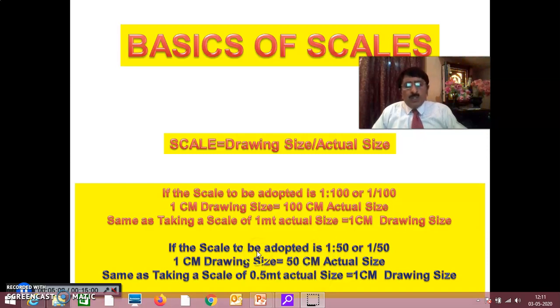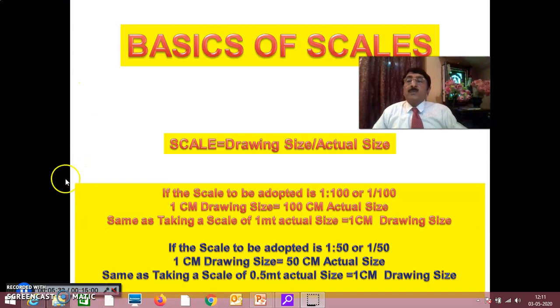Otherwise, sometimes they don't give the scale at all. Then choose a convenient scale. When they ask you for a convenient scale, you have to think and decide depending on the maximum dimensions, because you are doing it on an A4 size drawing sheet. It should be accommodated in an A4 size drawing sheet, which is 210 by 297.